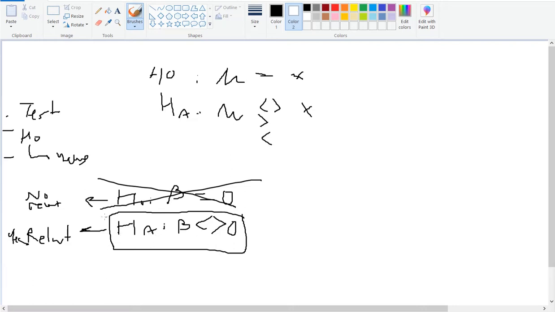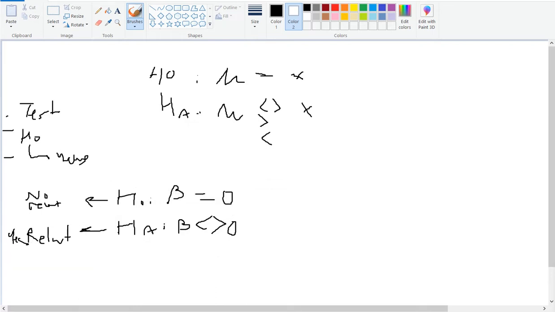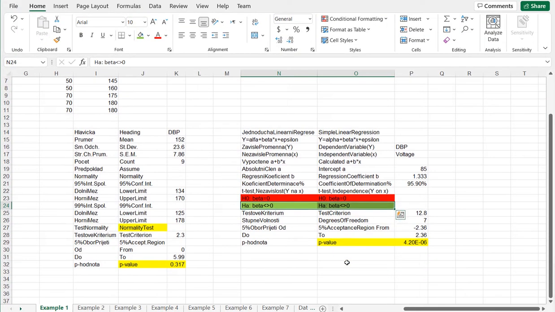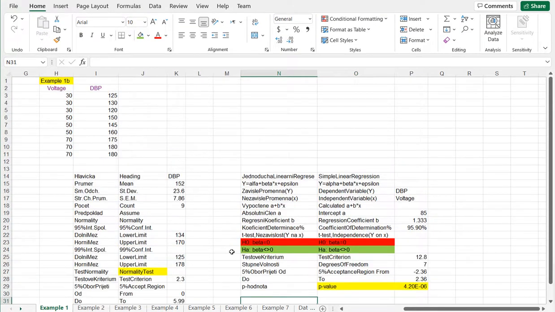So what does it mean when we accept the alternative? It is the meaning that we wrote right here. It means yes, there is a relationship. So that is our conclusion. Based on the Excel test we have done, we have come to the conclusion that there is a relationship between the voltage that we can control and the blood pressure of the monkeys. So that is how you do it.